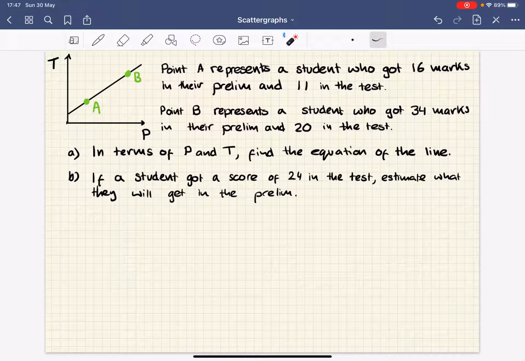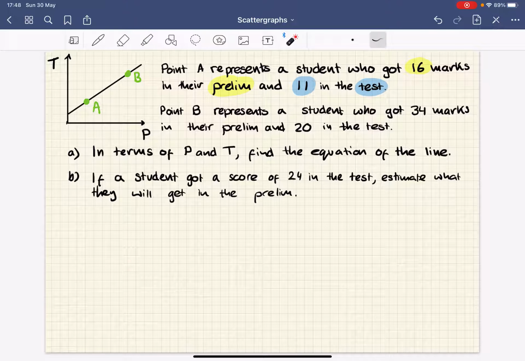So part A asks us, in terms of P and T, find the equation of the line. So we need to actually start off and figure out what our coordinates are going to be. And this time it's got a slightly different setup. So point A represents a student who got 16 marks in their prelim and then 11 marks in their test.